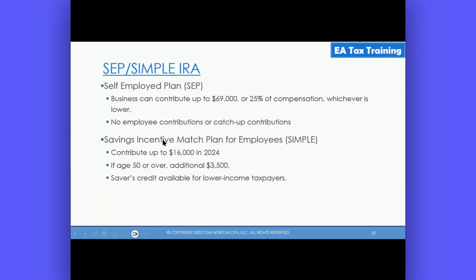For the SIMPLE plan, the savings incentive match plan for employees, employees can contribute up to $16,000 per year for 2024. If they are age 50 or older, they can contribute an additional $3,500, and the savers credit is available for those lower income taxpayers.